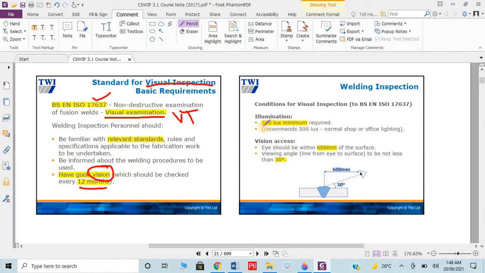From the second examination point of view, the main question is how much lux, lighting power, is required for a good inspection. A minimum illumination of 350 lux is required, which is almost equal to office lighting. Then the inspector should be able to see the weld from 600 millimeters away from the weld metal, which is more than half a meter, and at a 30 degree angle. In this condition, the inspector should be able to see the weld metal properly, then his sight is okay.